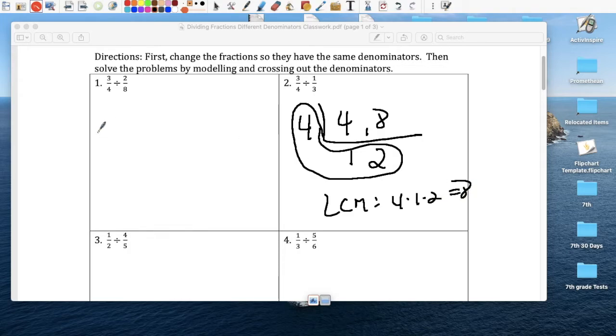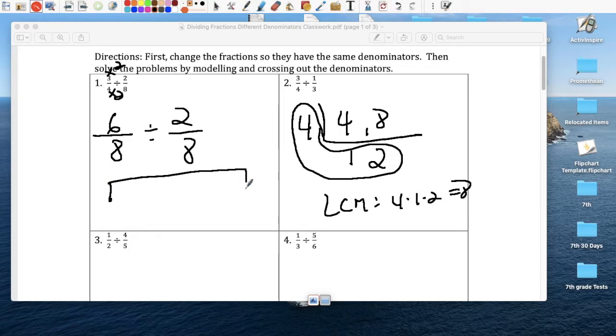So let's change our denominators to 8. One of them is already an 8. We don't have to worry about that. The other one, how did that 4 become an 8? Times 2. So the top times 2, and 3 times 2 is 6. So we can cross. Oh, we want to model this one. Okay, so let's draw 6 over 8.